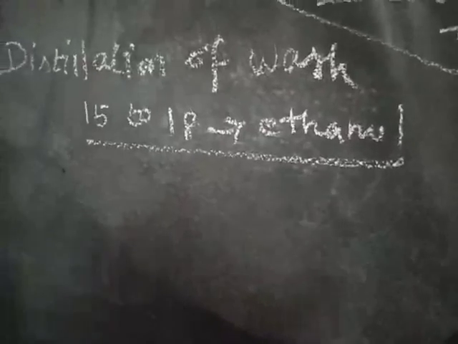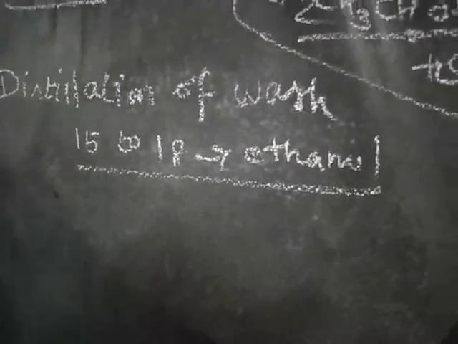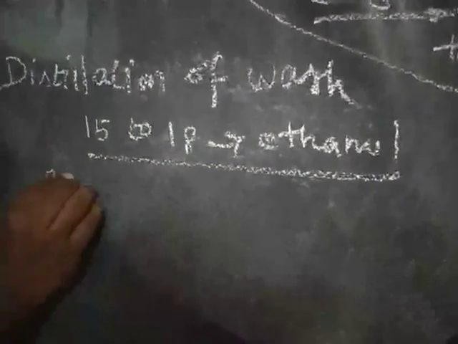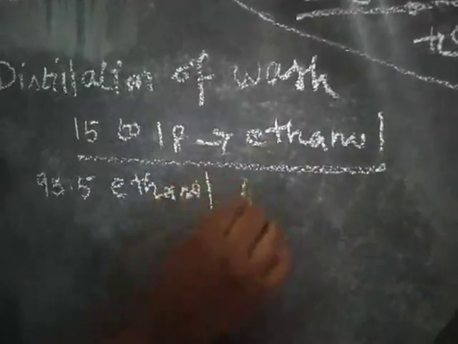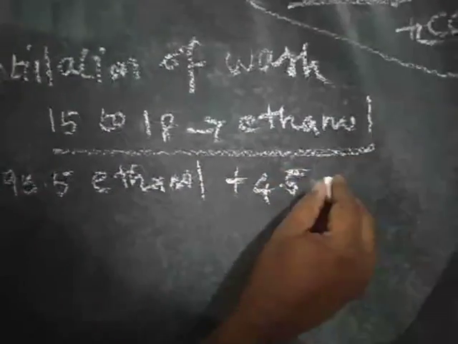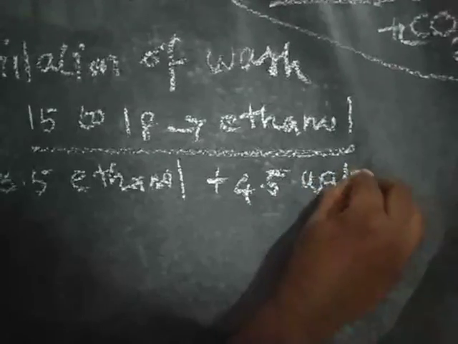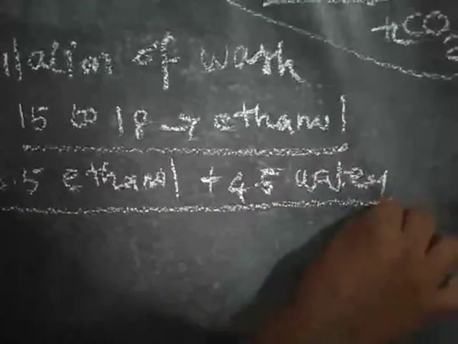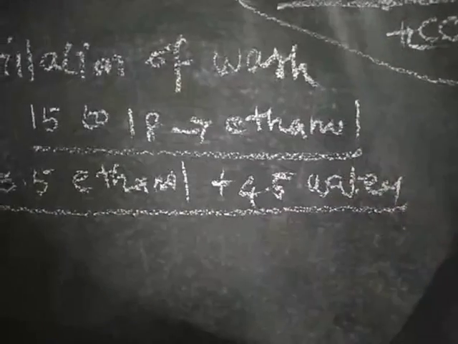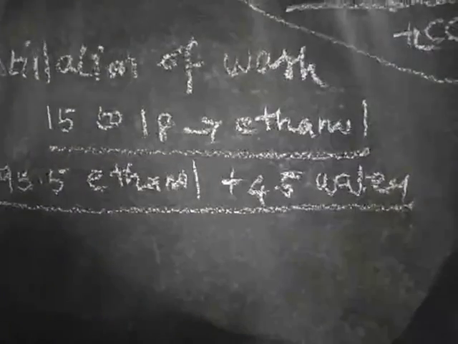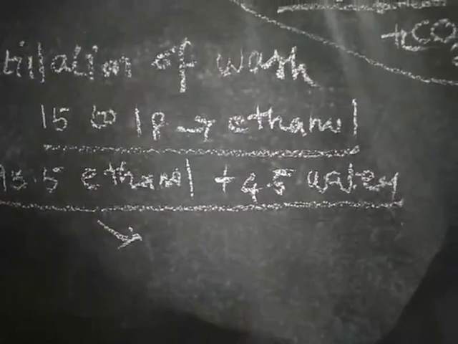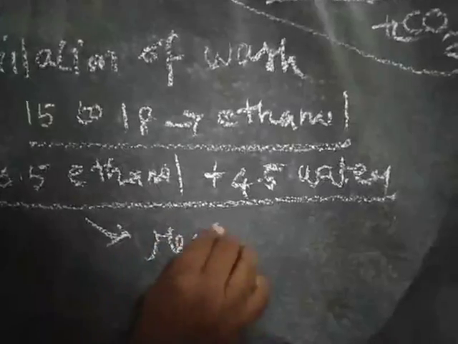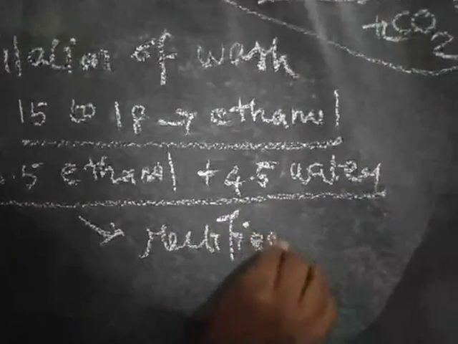The aqueous solution of ethanol contains 95.5% of ethanol plus 4.5% of water. Okay, 95.5% of ethanol and 4.5% of water. This mixture is called rectified spirit.